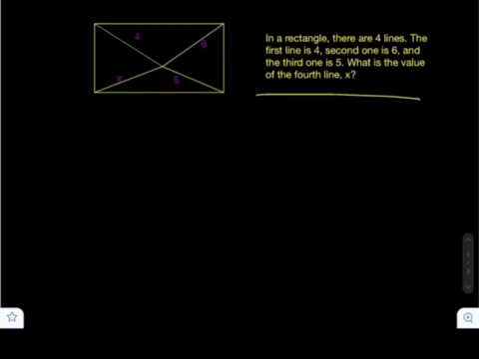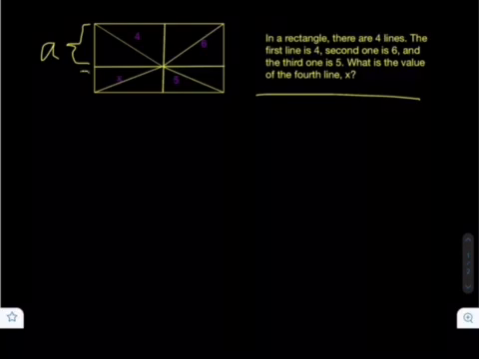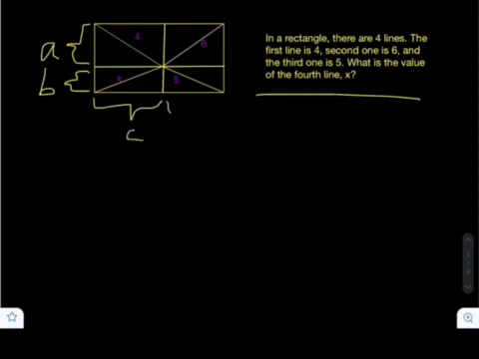I'll start this problem by drawing a line perpendicular to the rectangle. And I'll label this part A, this part B, this part C, and this part D.